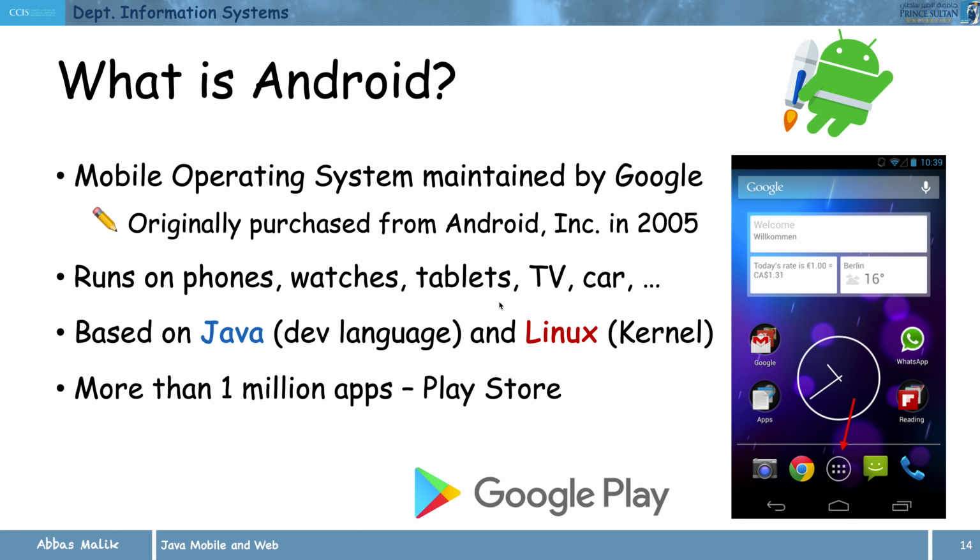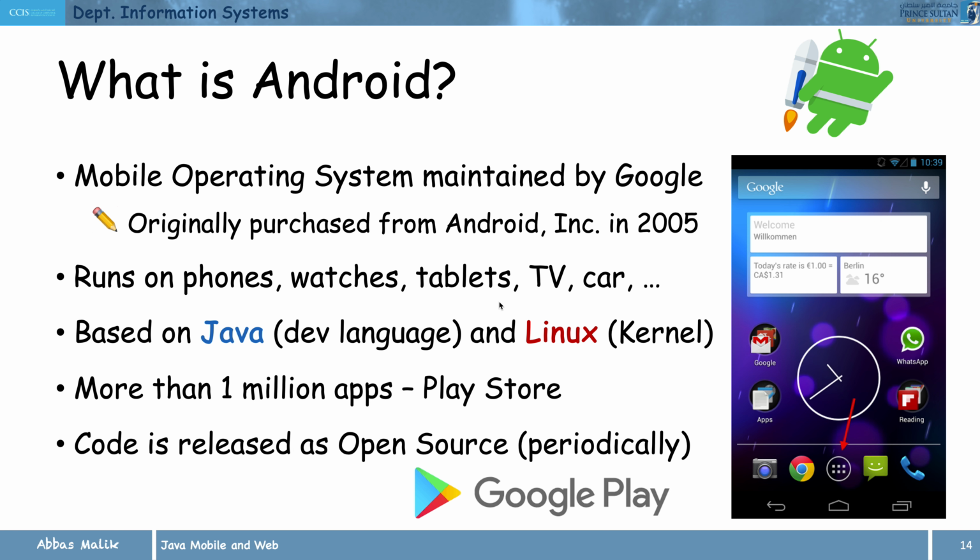More than 1 million apps on the Play Store. Code is released as open source periodically. Android is by default an open source operating system. It means that we can access the complete code, but once Google took over that company, they release it, but not the latest one.